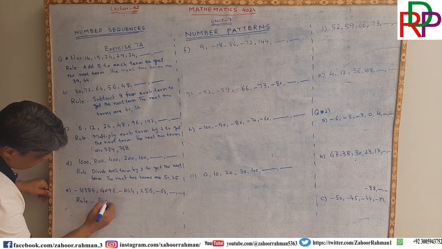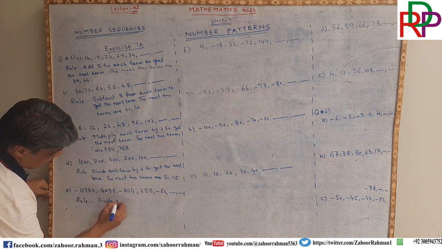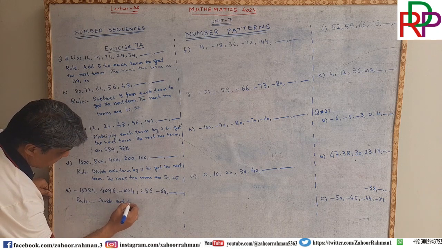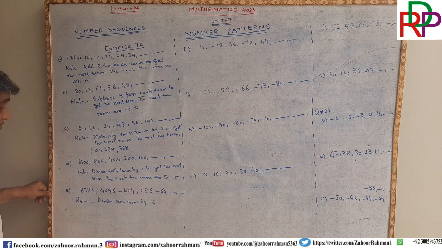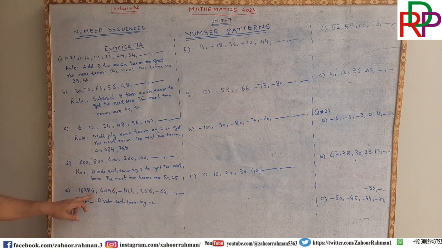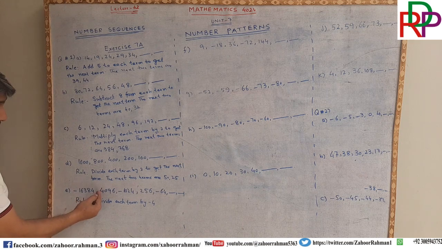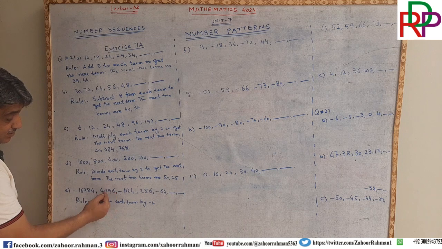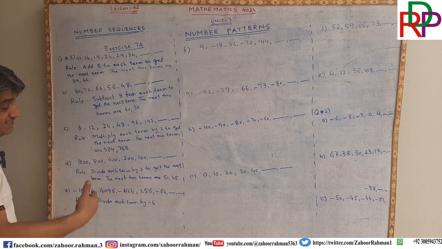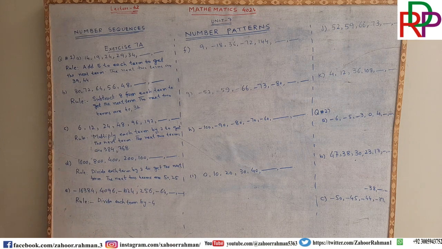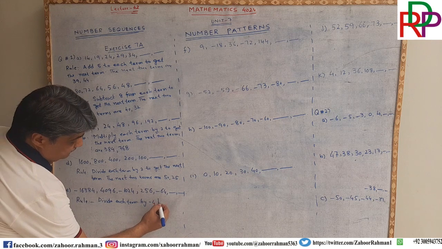divide each term by -4, not 4, because when we divide by minus, minus minus will be cancelled. And when we divide this by minus, plus and minus will become minus. Again, when we divide by minus, minus minus will be cancelled, and we will get a positive one.